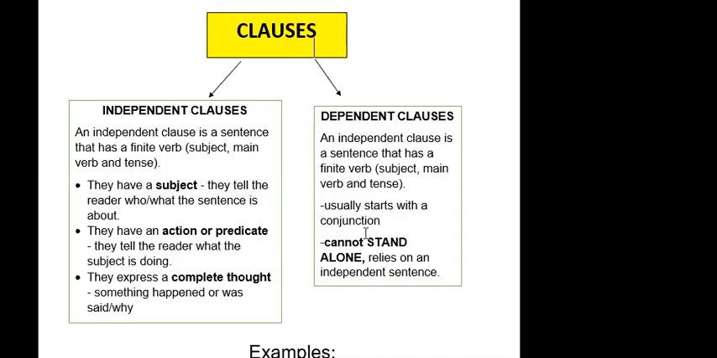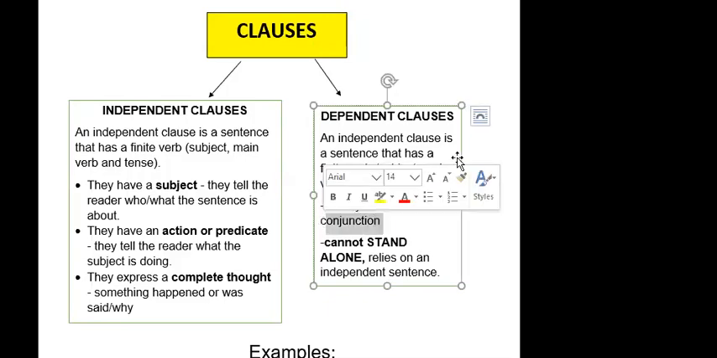And then we have dependent clauses. So dependent clauses are also full sentences. They have a finite verb, which means that the verbs have a helping verb like was or is. It also has a tense. It tells us if it's past, present, or future, right? And the next important thing is that it has a conjunction.